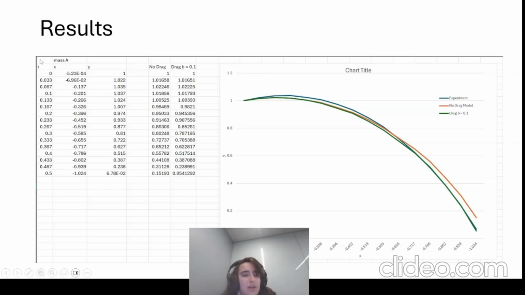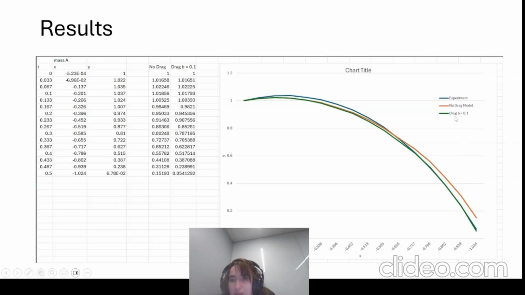Here are the results. At the left, you can see the axis, x values and y values for the experiment, for no drag, and drag b equals 0.1. The time it took was about 0.5 seconds for the object to land. At the right, you can see the graph. The blue one is the experiment. The orange one is the no drag model. As you can see, it would land further than needed.